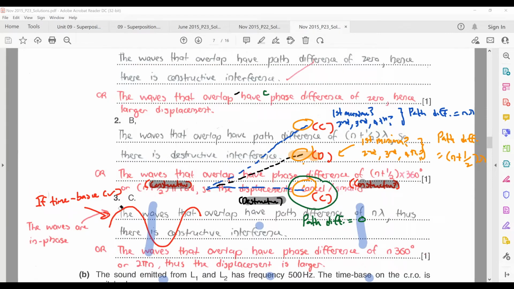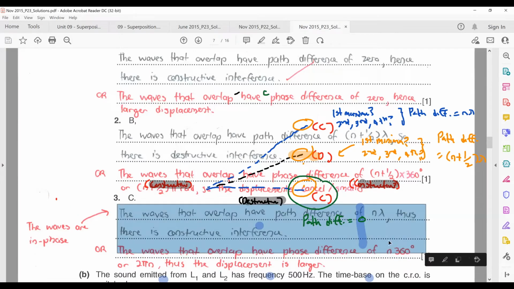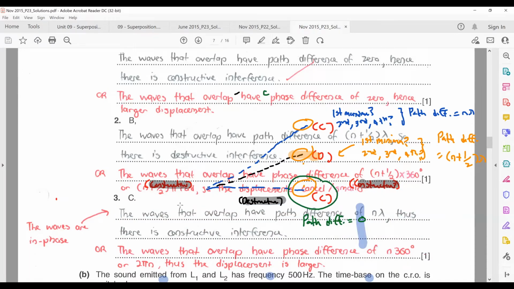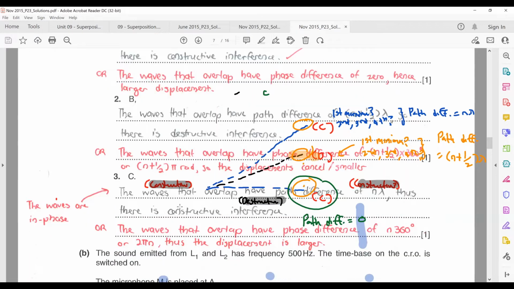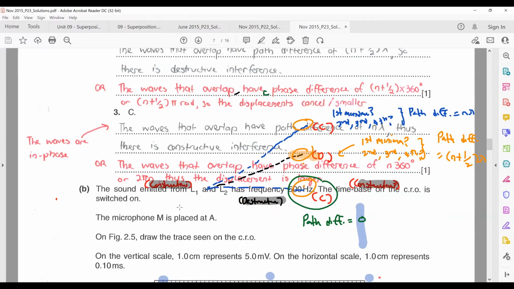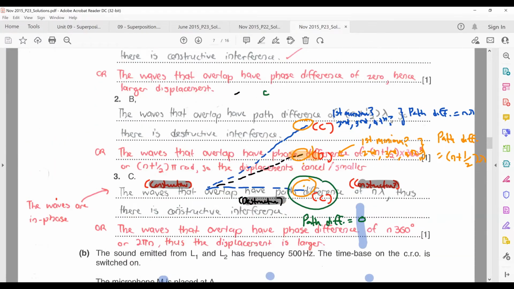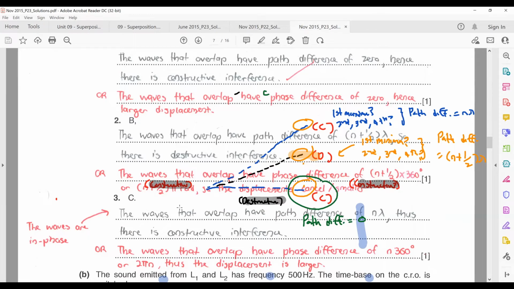Let me write off the things. For point C, the waves that overlap have path difference of n lambda, thus there is constructive interference. That's all there is to it. So that one should be okay. If nothing else, let me just clear off everything and do the last question before I move on to diffraction grating.